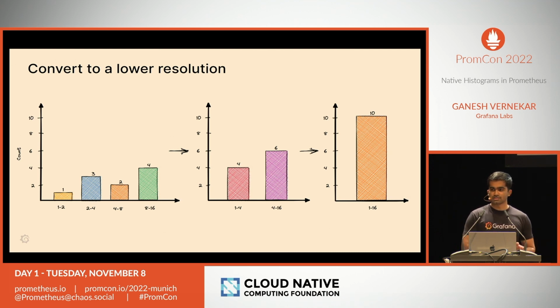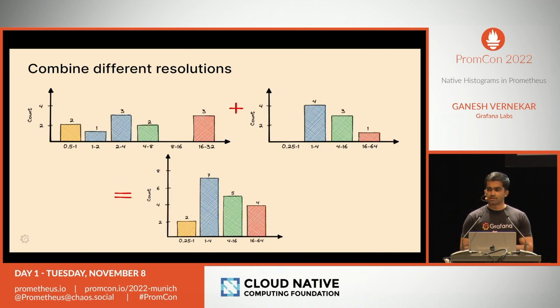If you want to decrease the resolution further, you do the same thing. Why is this important? If you have a histogram of one schema, and you want to add or do arithmetic with another histogram which has a different schema, currently it's similar to having 2 histograms of different bucket layout. Right now you cannot combine them or do anything between them if the buckets are not compatible.